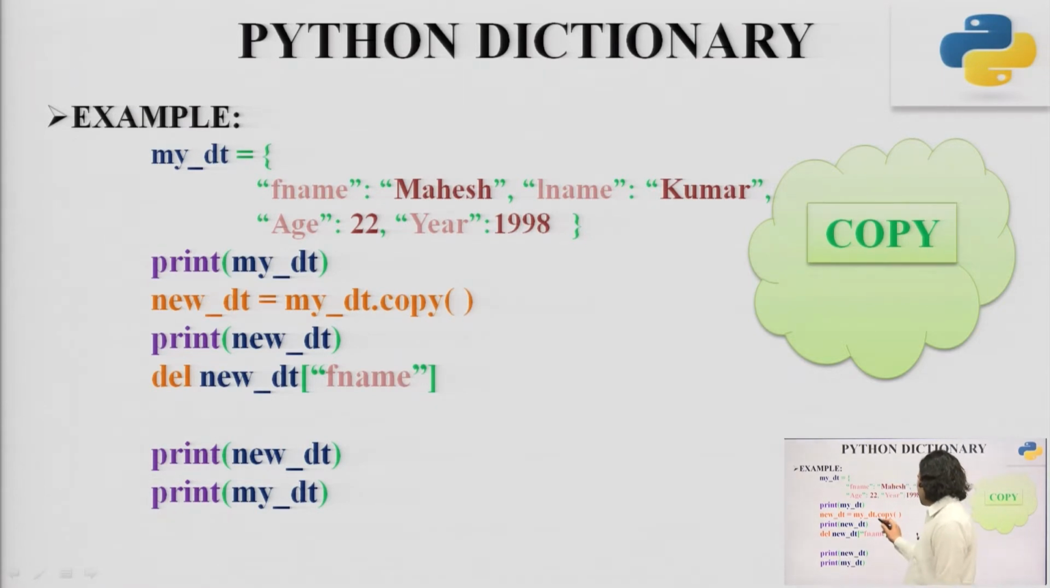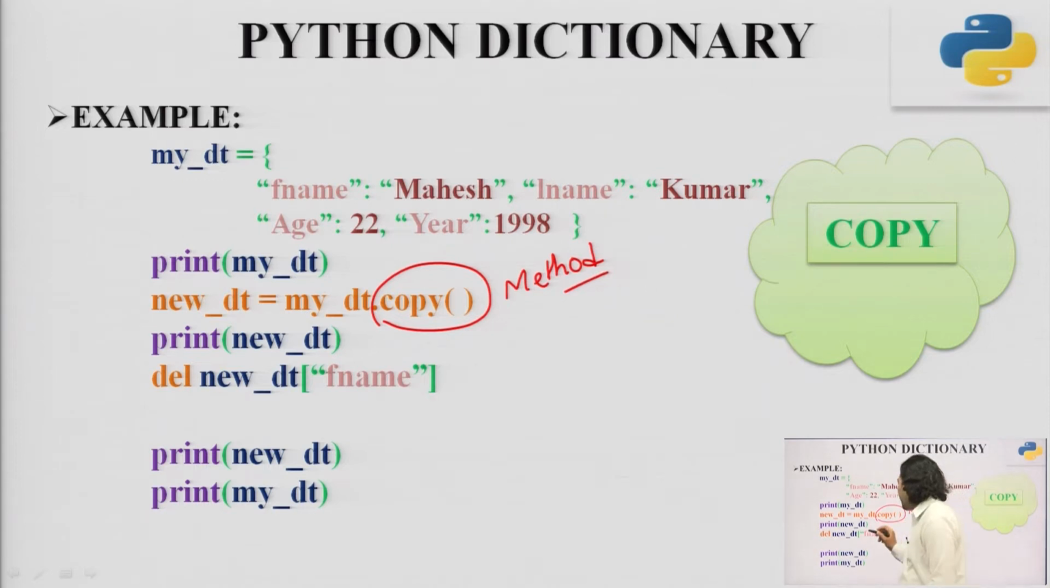The very first procedure to copy the data set is by using the copy method. In Python, it is common to use methods. So here, to copy the data, we have this copy method. The method syntax is the variable followed by the name of the method. So here you can see we have completed the copy as newDT.